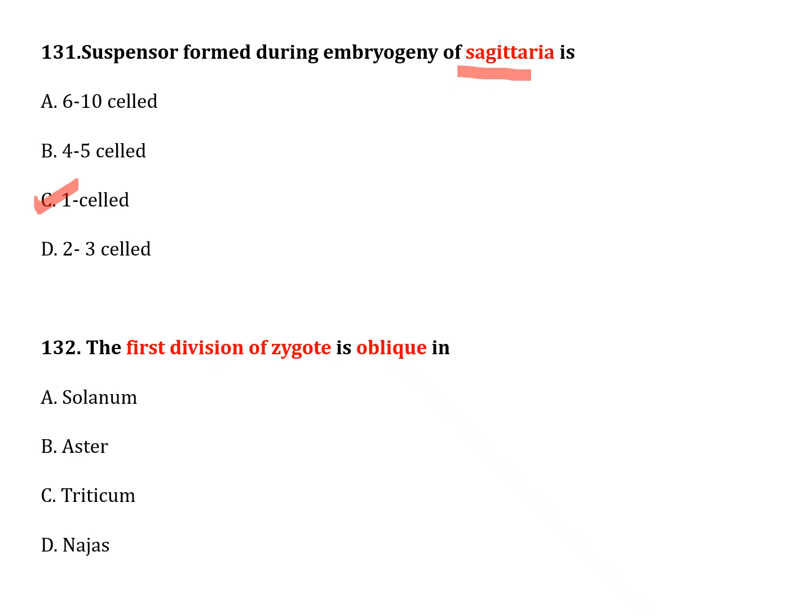The next question, number 132. The first division of zygote is oblique in option A Solanum, option B Aster, option C Triticum, option D Najas. Correct answer is option C Triticum.